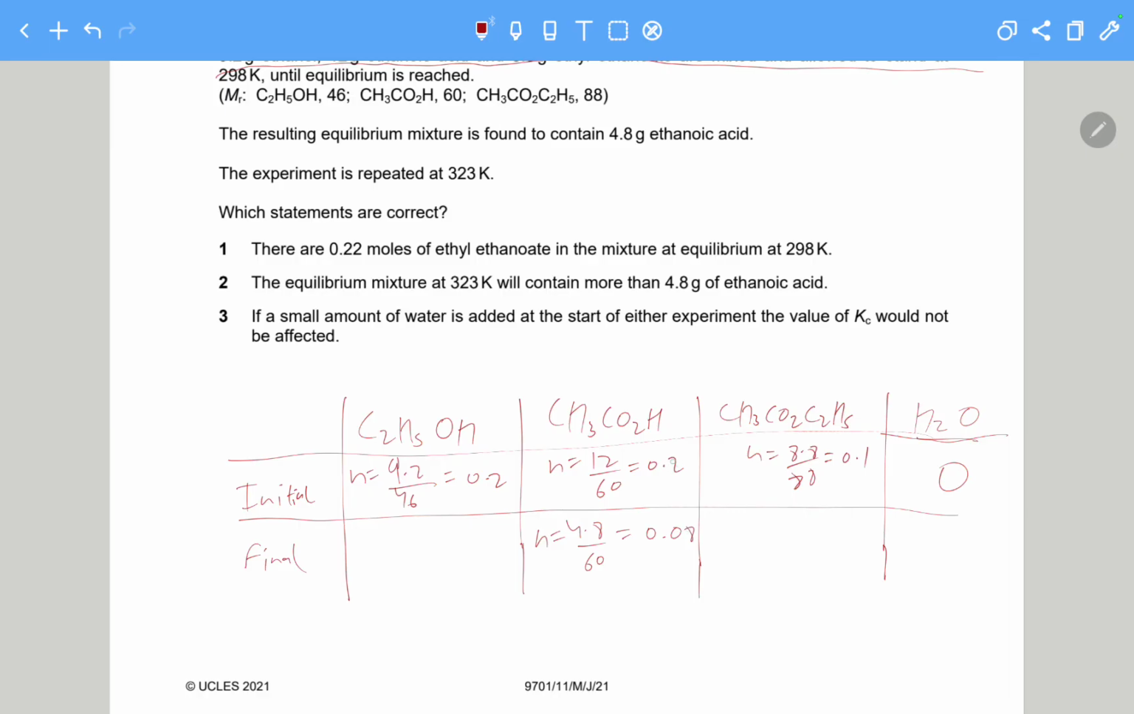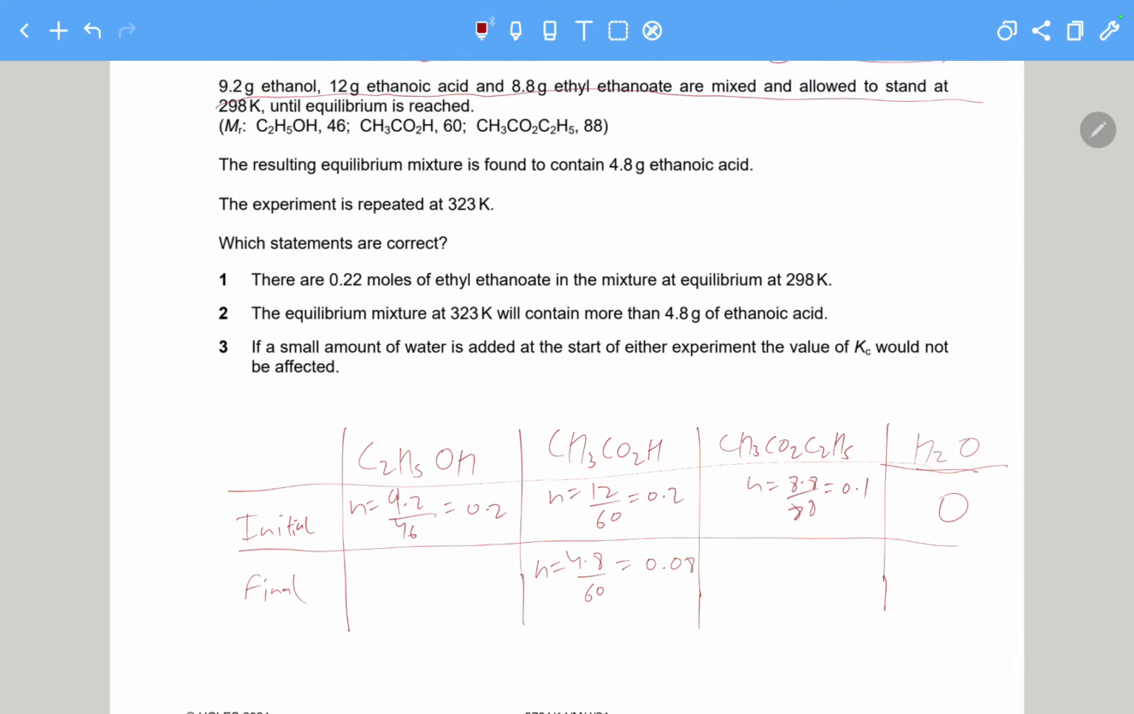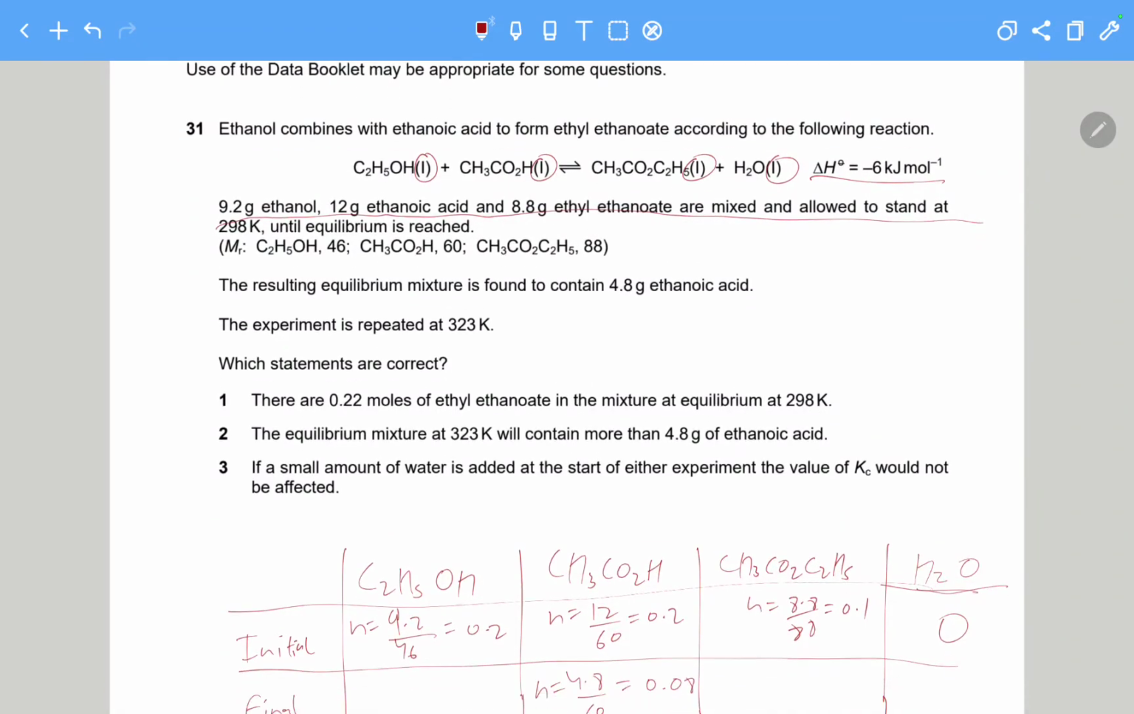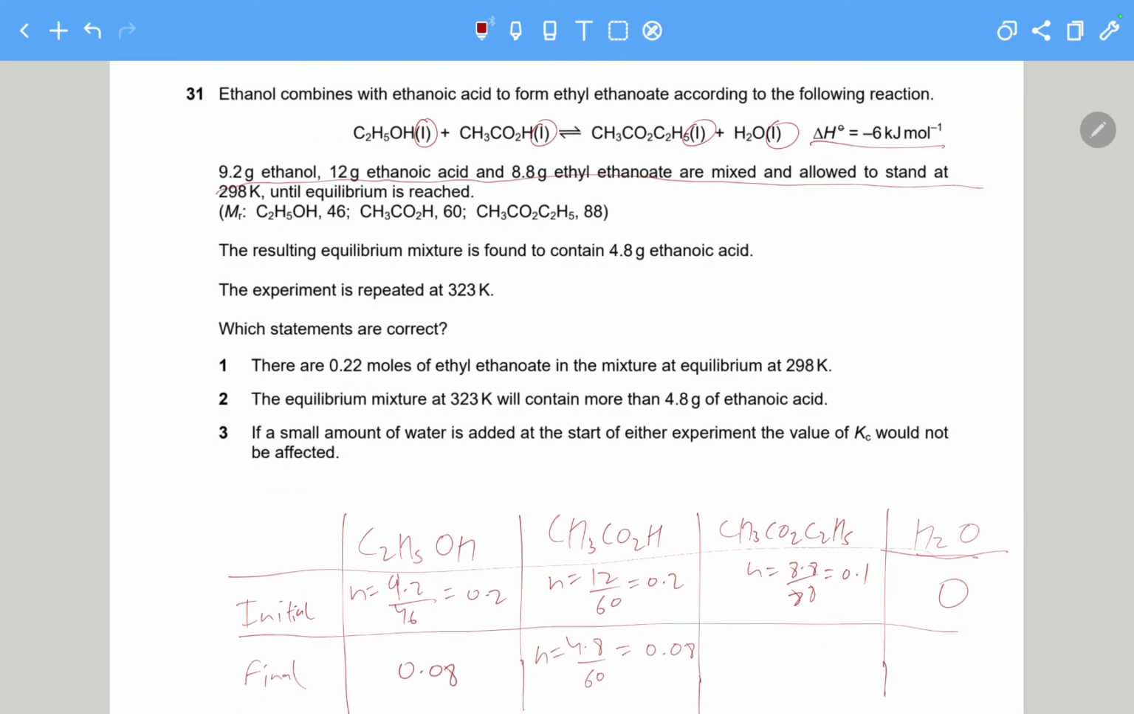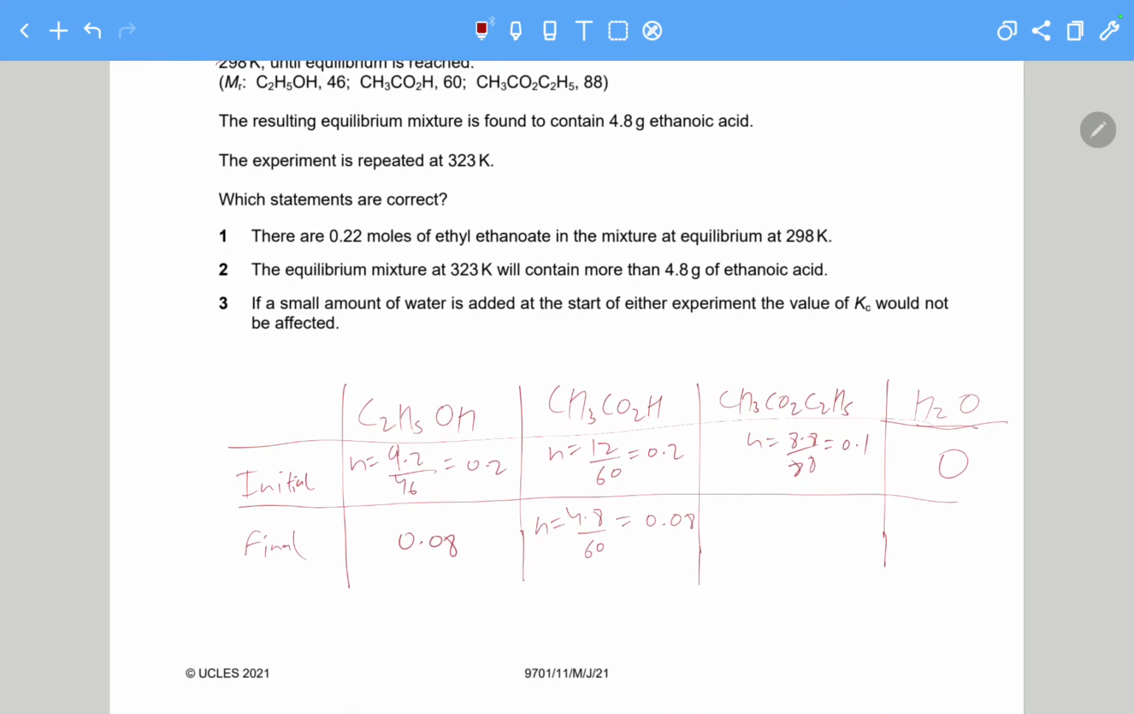So we can see that the number of moles of ethanoic acid has decreased from 0.2 to 0.08. That means 0.12 moles of ethanoic acid have reacted. And if you look at the equation on the top, ethanoic acid and ethanol react in a 1:1 ratio. So that means 0.12 moles of ethanol have also reacted. So 0.2 minus 0.12 gives 0.08 for ethanol as well. And we know that the product is formed in a 1:1 ratio with ethanoic acid. So we'll get 0.12 moles extra of the ester. So that will be 0.1 plus 0.12, which is 0.22. And we'll get 0.12 moles of H2O.